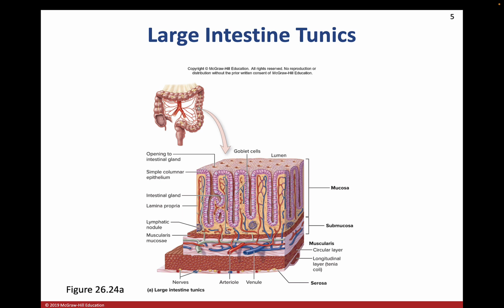Here we can see the tunics of the large intestine, and for the most part, they're not dramatic. There's not a lot going on. We're not going to see significant secretions. We're not going to see a lot of absorption of nutrients taking place. So not really a remarkable image with respect to the tunics of the large intestine.